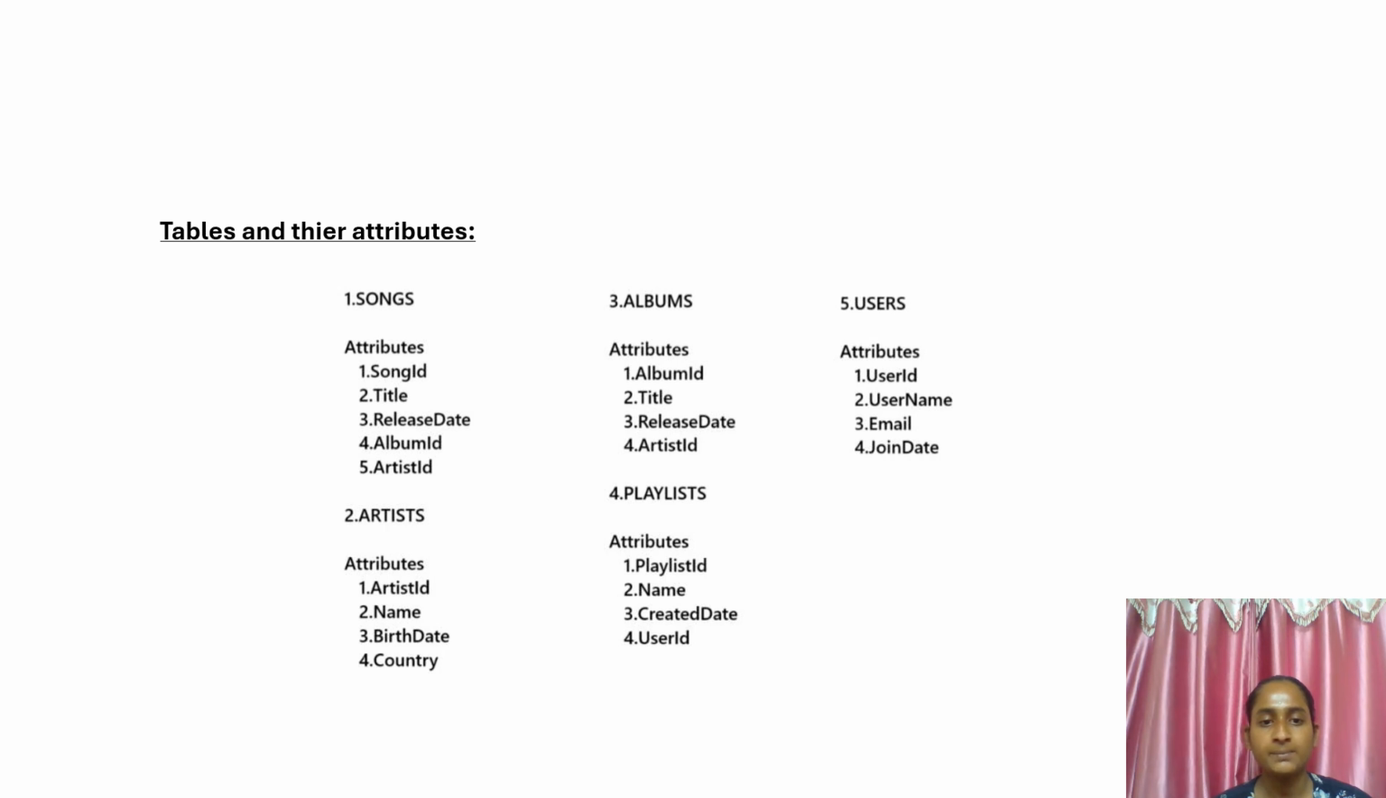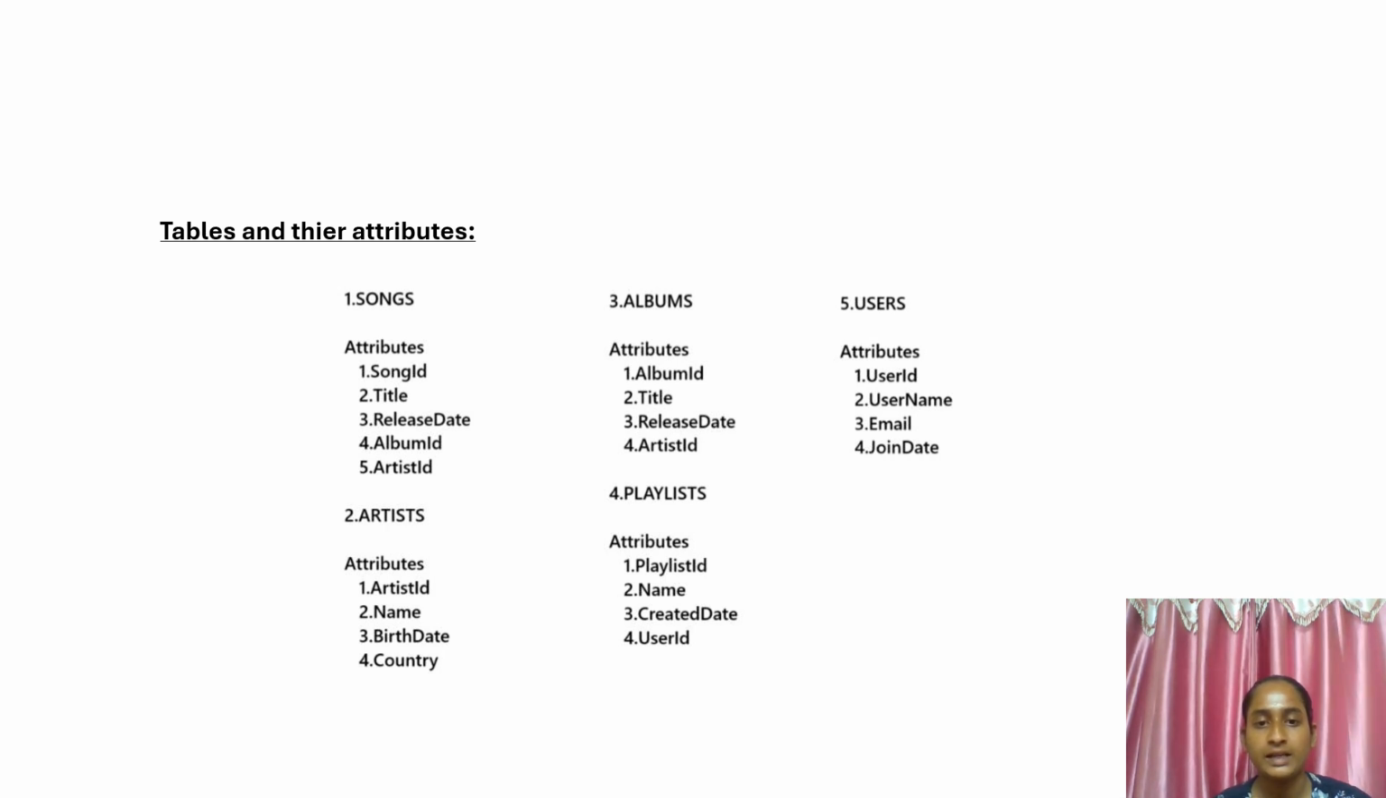Artist ID, name, birth date, country are the attributes of artist table. Artist ID is the primary key. Album ID, title, release date, artist ID are the attributes of albums table. Album ID is the primary key. Artist ID is the foreign key.